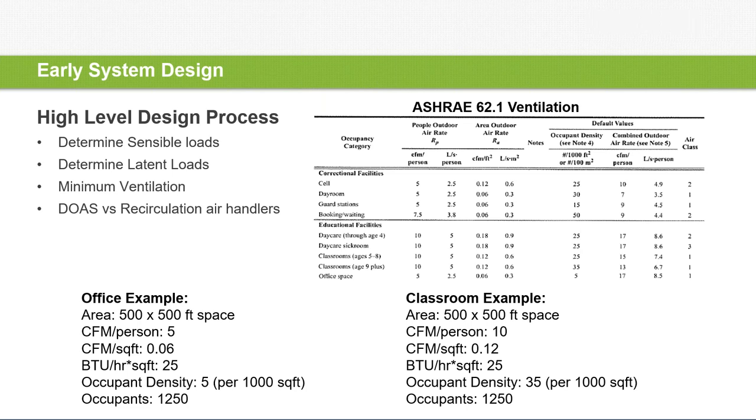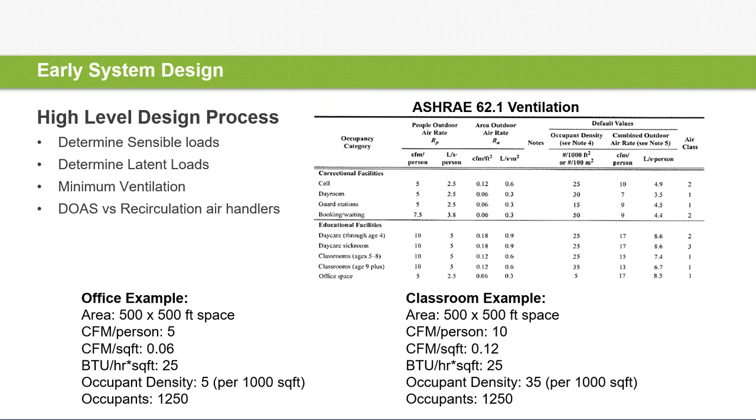But two examples here, looking at the same square footage. One's going to be an office space example, one's going to be a classroom example. So just looking at the ASHRAE 62.1 table for ventilation airflow rates, and also taking the occupant density, you can get a pretty good idea of what you need in that space, both for the latent loads and sensible loads. So in this case, for the office example, you need 5 CFM per person, and you need 0.06 CFM per square foot. But the occupant density is pretty small, 5 people per 1,000 square feet. Compare that to the classroom example, you have 35 people per 1,000 square feet, so 7 times the occupant density in that space.